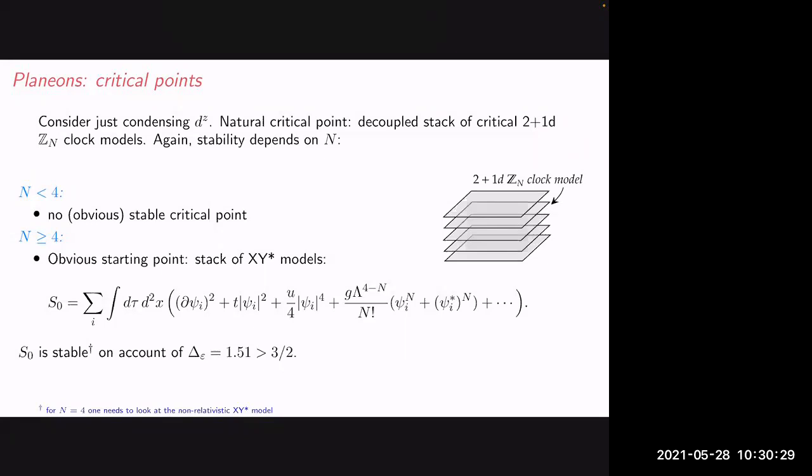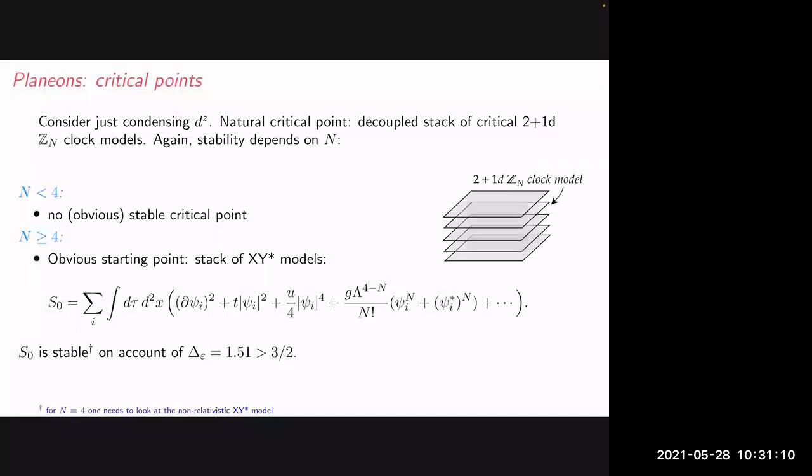And again, like in the previous case that I was discussing, whether or not these types of critical points are stable with respect to deformations depends on n. And again, n equals 4 is a number that comes up a lot when thinking about RG and critical phenomena. When n is less than 4, there's no obvious stable critical points that I could find in these models. When n is small enough, you have energy couplings between these planes, which can drive the system to some sort of gapped state. And so that's less interesting.